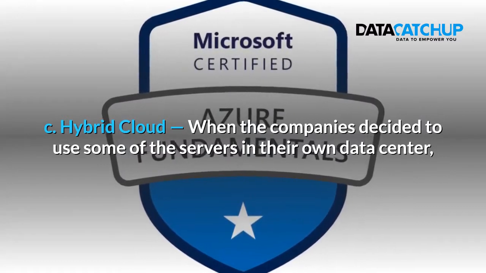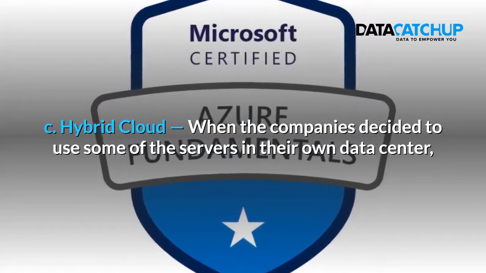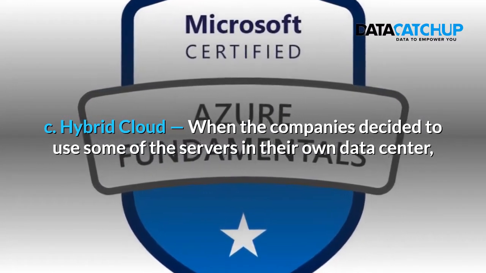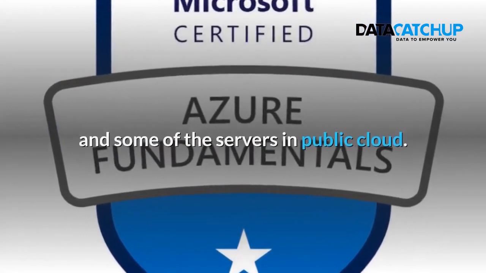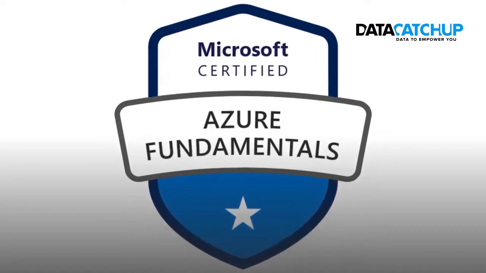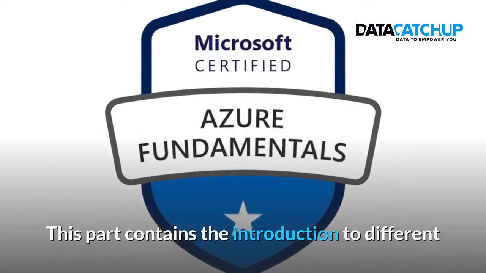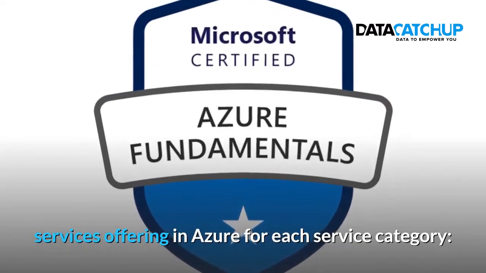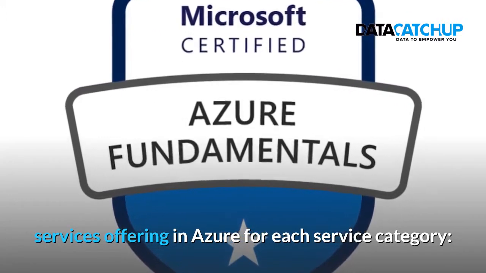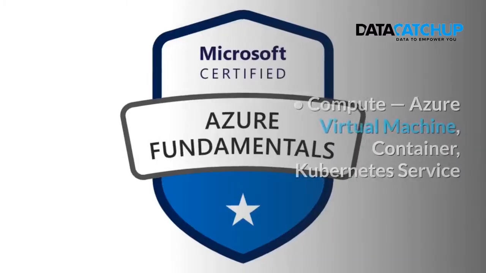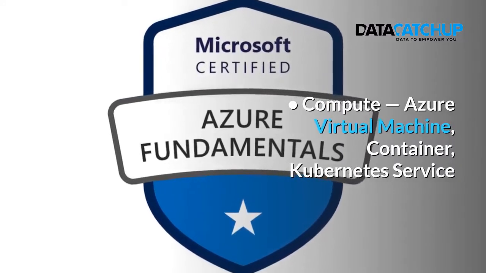Part 2. Core Azure Services. This part contains an introduction to different services offering in Azure for each service category. 1. Compute, Azure Virtual Machine, Container, Kubernetes Service. 2. Network, Azure Virtual Network, Load Balancer, VPN Gateway, Application Gateway, and Content Delivery Network.